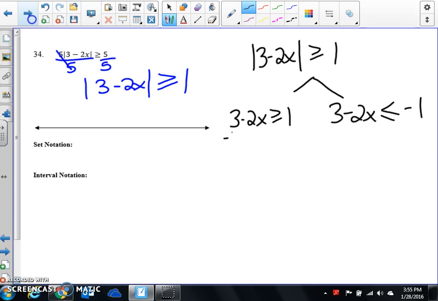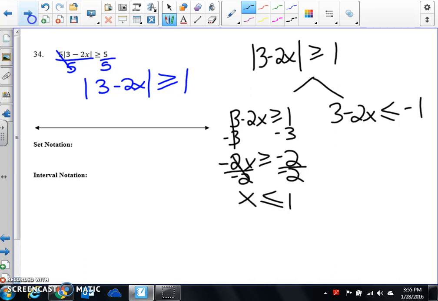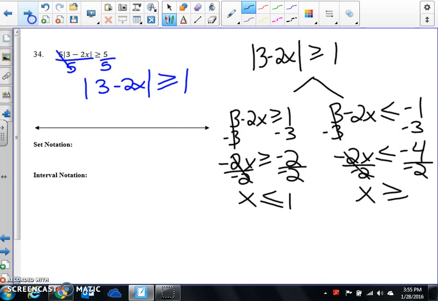Now I solve. Subtract 3. -2x is greater than or equal to 1 minus 3, which is -2. And I divide both sides by -2. When I divide by a negative, I flip. -2 divided by -2 is 1. So that's one solution. Over here, subtract 3. -1 minus 3 is -4. And divide both sides by -2. I flip. -4 divided by -2 is 2.